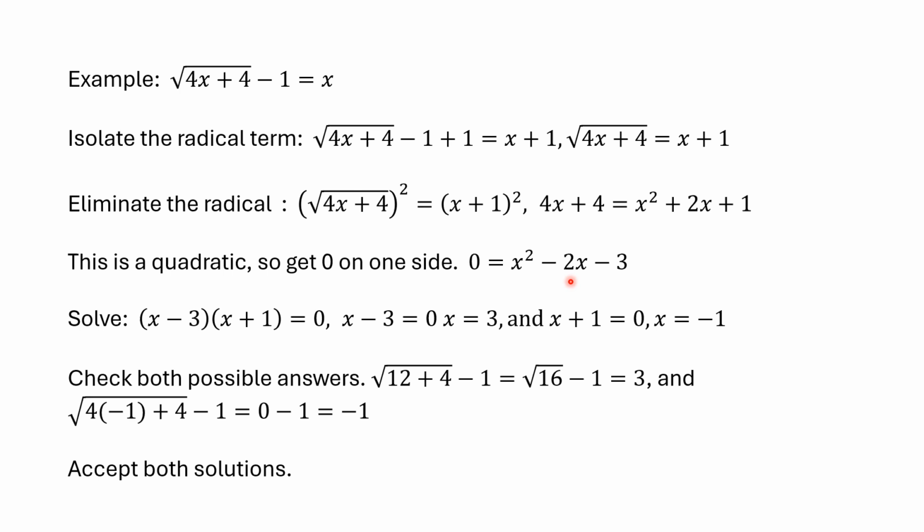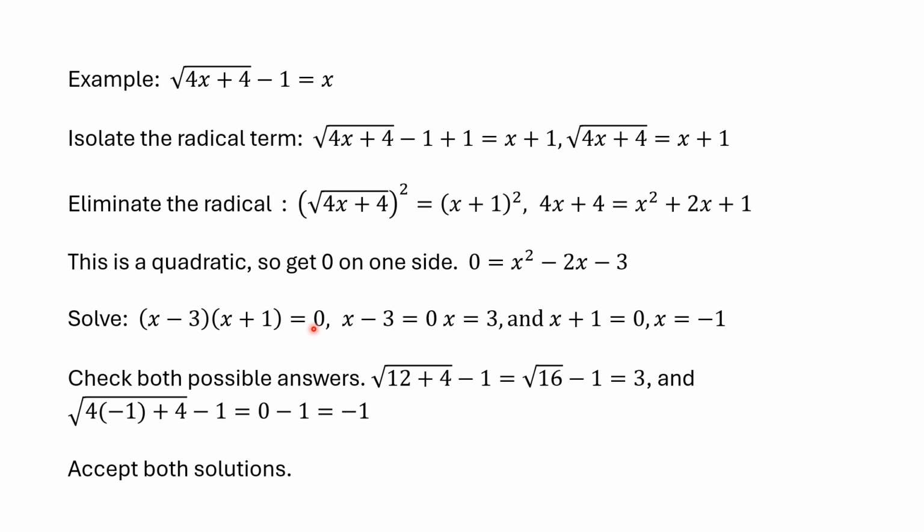So I have a quadratic. This one happens to factor. It's still guaranteed that you will get something that will factor. It factors as x minus 3 times x plus 1, and we set that equal to 0.